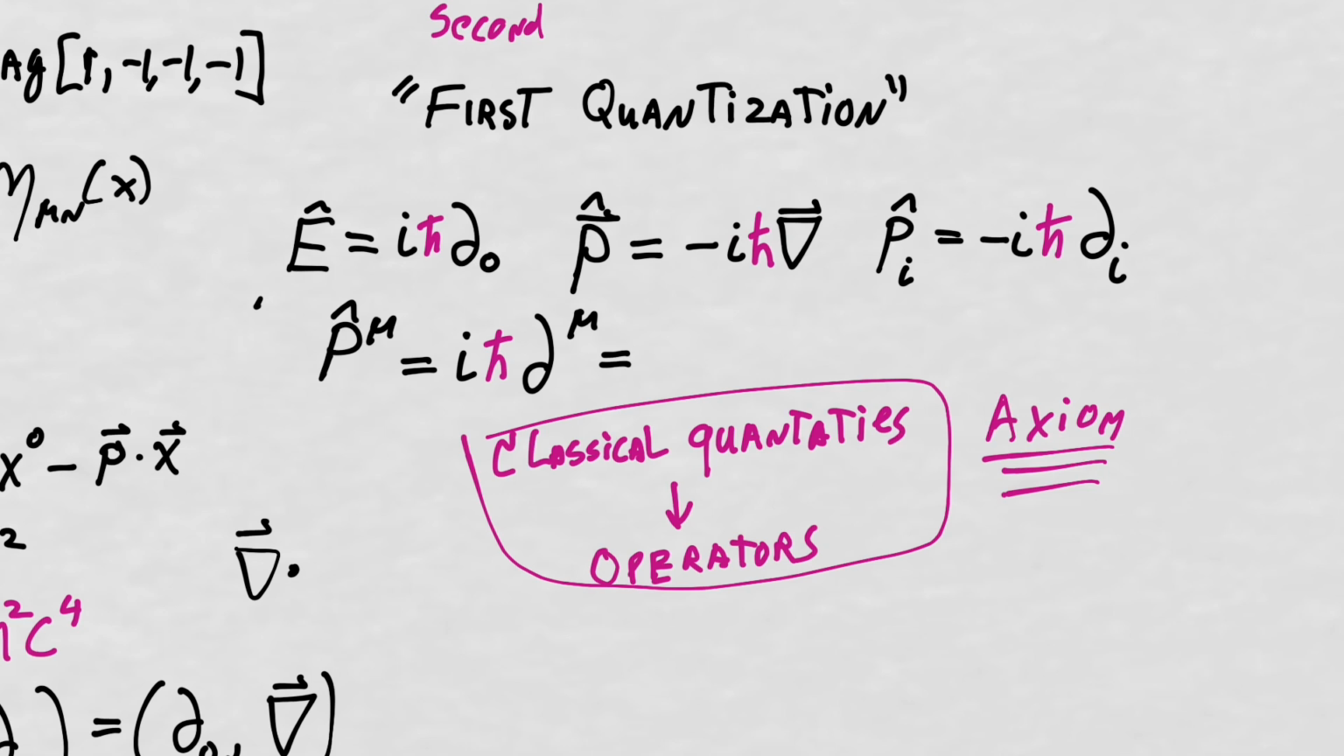Which using our convention would be minus i h bar partial i, right? Where i runs from 1 to 3. And, well, that would be, for example, that would be P operator i, right? That's what this would be here.